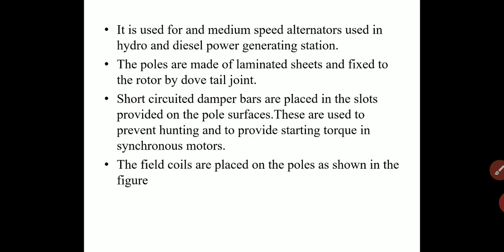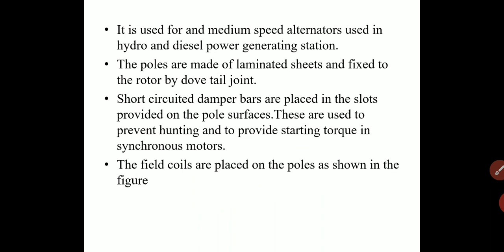It is used for medium speed alternators, and basically this type of alternator is used in hydro and diesel power generating stations. Here the poles are made of laminated sheet and fixed to the rotor by dovetail joint. Short circuited damper bars are placed in the slots provided on the pole surface. These are used to prevent hunting and to provide starting torque in a synchronous motor.